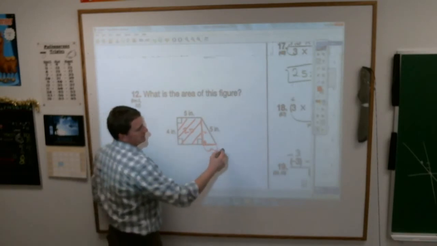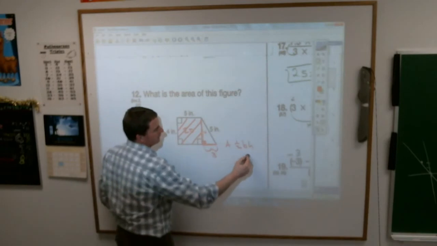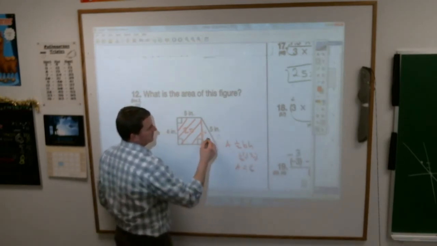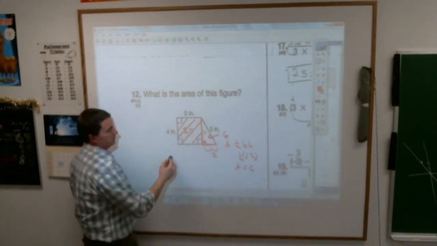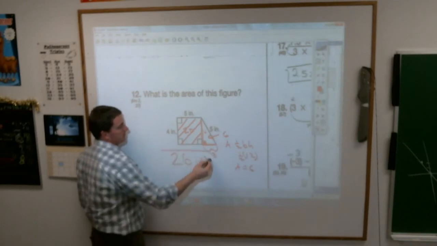So the triangle is 1/2 base times height. 3 times 4 is 12. Half of 12 is 6. So add the 6 with the 20. Your total area is 26 inches squared.